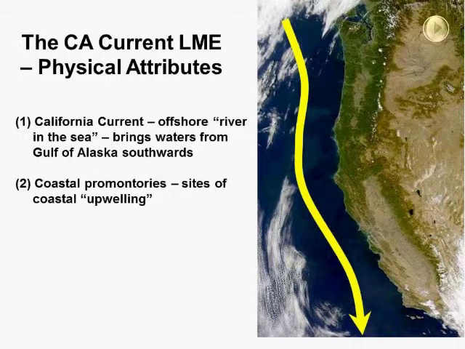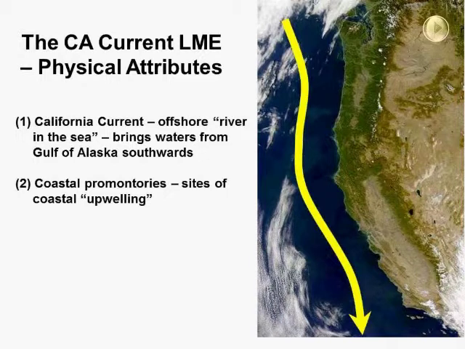And the California Current itself can be considered sort of a river in the sea, if you will, and it brings waters and plankton from the Gulf of Alaska, so this is interaction between these systems, southward along the west coast. And that's what brings those fatty copepods into the system that Bill was just talking about.